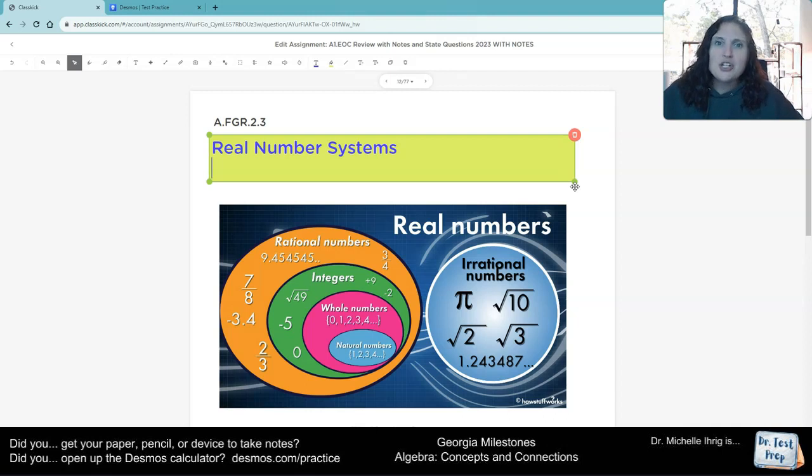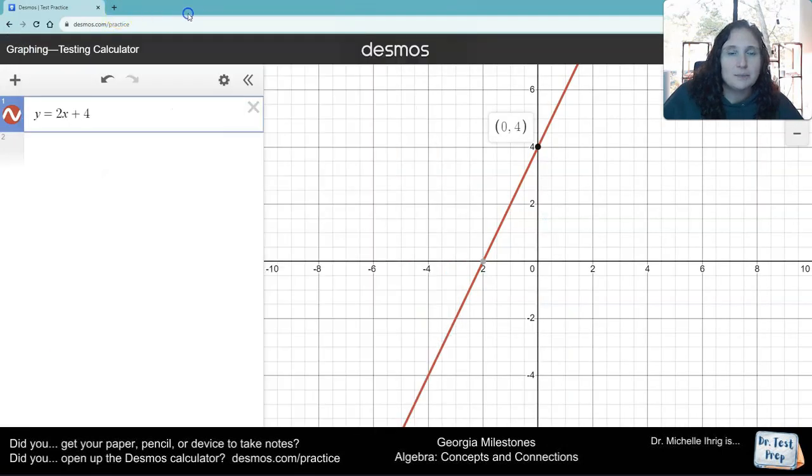Okay. Rational numbers are anything that can be done as a fraction. If it's a fraction, it's a rational number. And I'm going to show you an amazing trick in Desmos in a second. Irrational numbers is everything else that's not pretty. And what do I mean by that? Well, let's take a look.